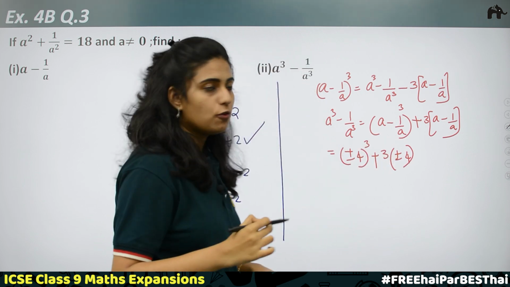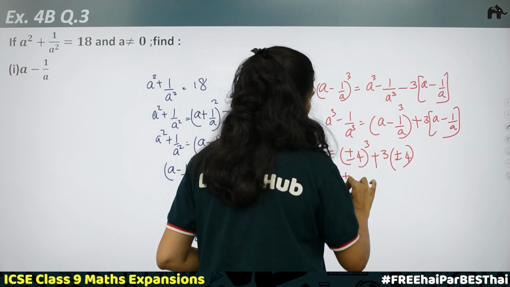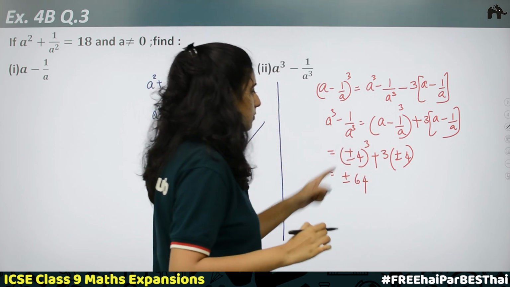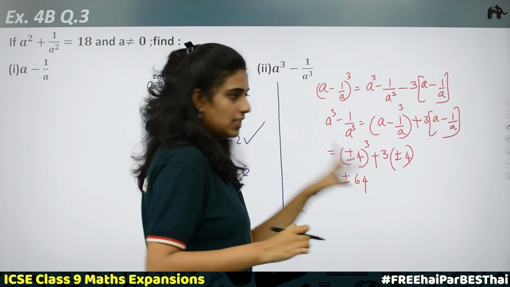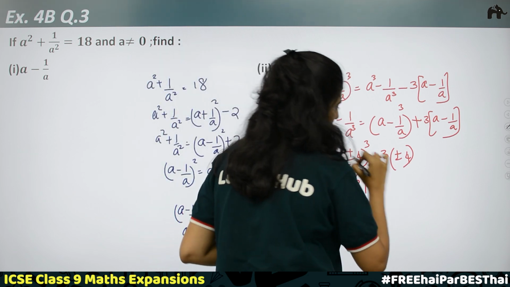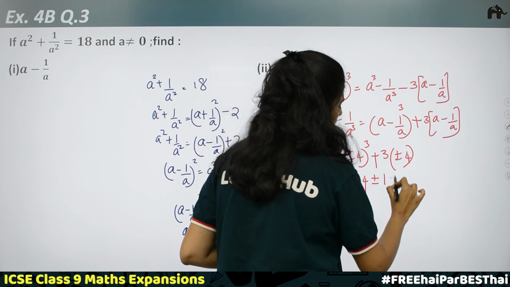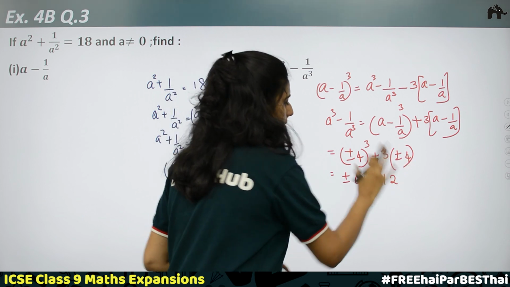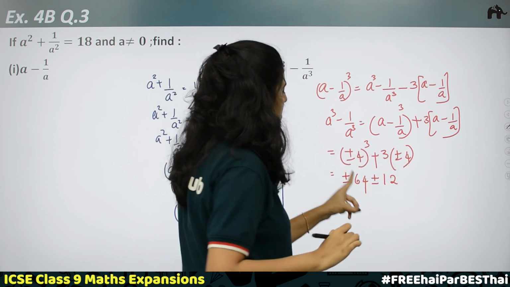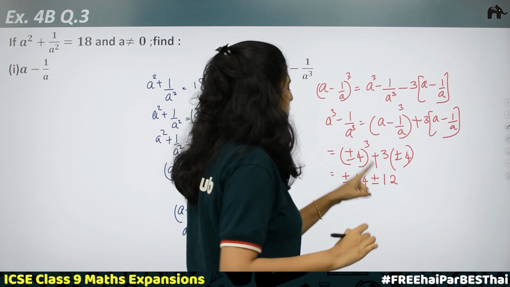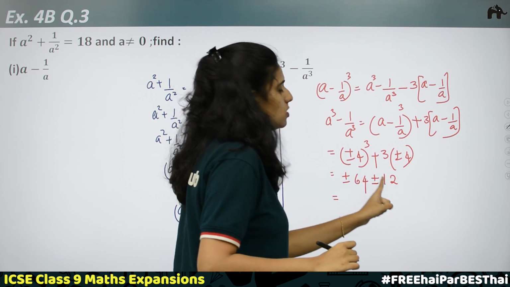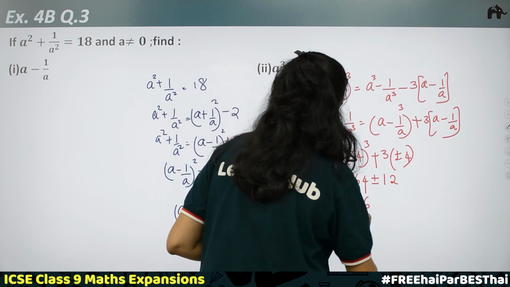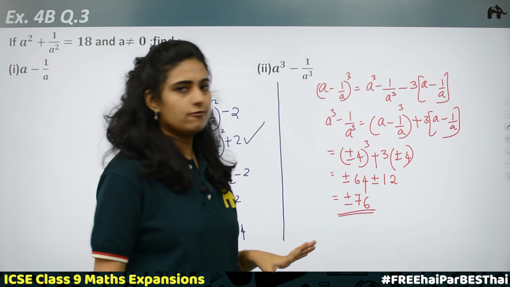What is 4 cube? 4 cube is equal to 64. So, plus or minus 64. Plus 4 cube is equal to 64 and minus 4 cube is equal to minus 64. Therefore, plus or minus 64. Plus or minus 3 into 4 is 12. 3 into plus 4 is plus 12. 3 into minus 4 is minus 12. Therefore, plus or minus 12. Now, plus 64 plus 12 will be equal to plus 76. Minus 64 minus 12 will be equal to minus 76. Therefore, plus or minus 76 is the final answer.